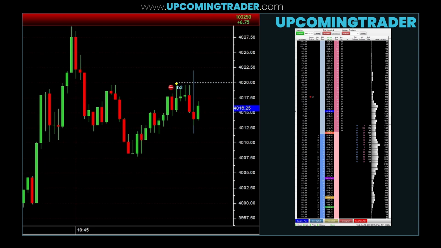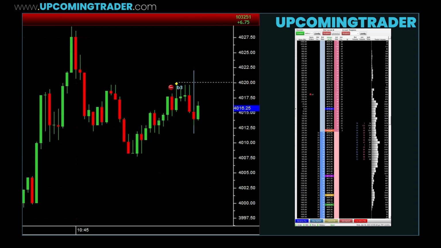One pattern you may notice is the D-shaped profile, which indicates a balanced market where the buyers and sellers are in agreement, leading to consolidation. In this case, you would see a bell-shaped curve where most trading occurred near the middle.